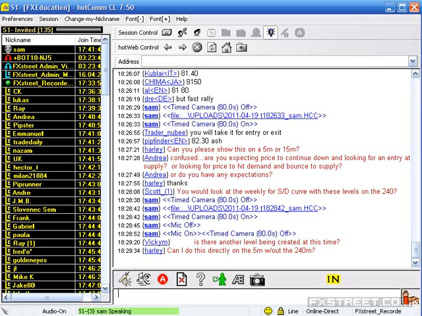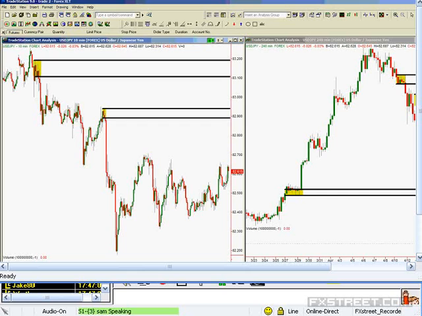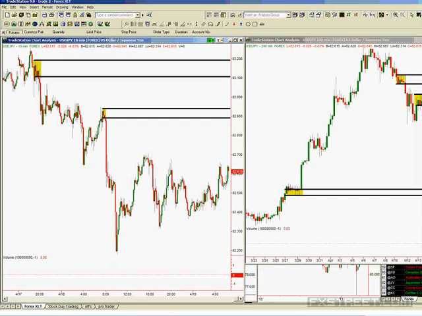Okay, let me draw this one in. Now this level, I would like a lot better, and if I'm around, I would gladly take this trade. So that upper supply level up there, okay.